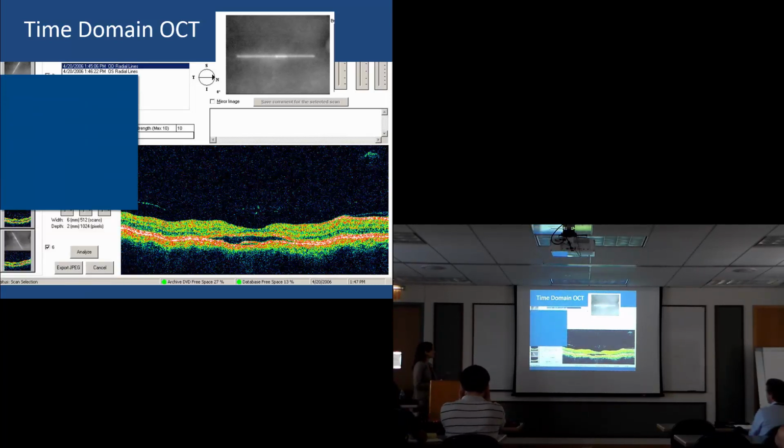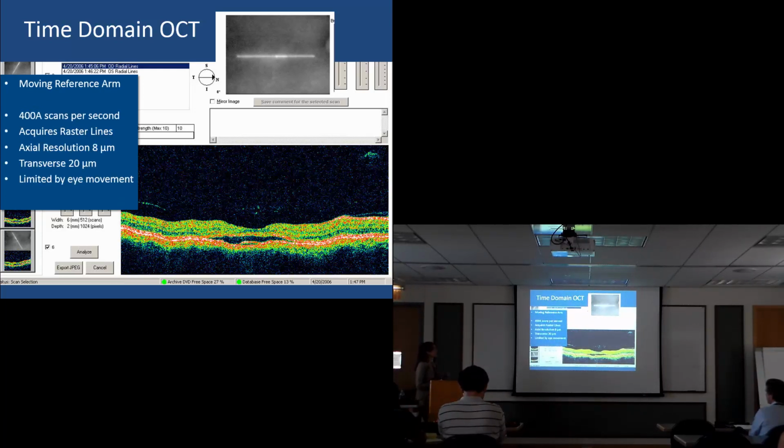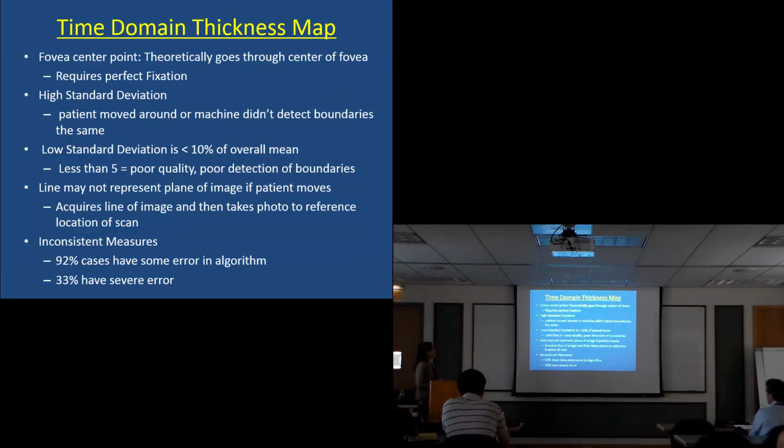So we can go through some of the specifics a little bit more quickly, but basically what happened was, this is a moving reference arm, 400 A-scans per second, acquires the raster lines, but if it acquires a line and the patient moves, the image produced might not be exactly where we think it is in the eye. Here is a summary of that. The foveal center point theoretically goes to the fovea, but it requires very good fixation, and in a lot of the diseases we see, patients cannot fixate, so that was really a limitation.